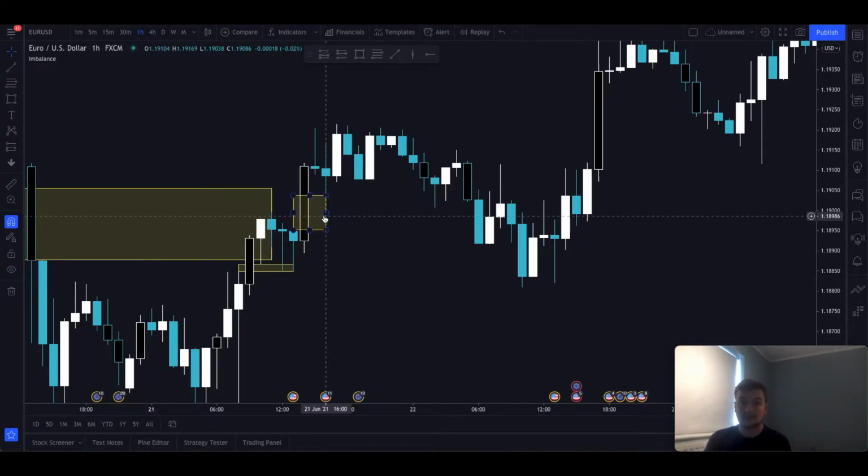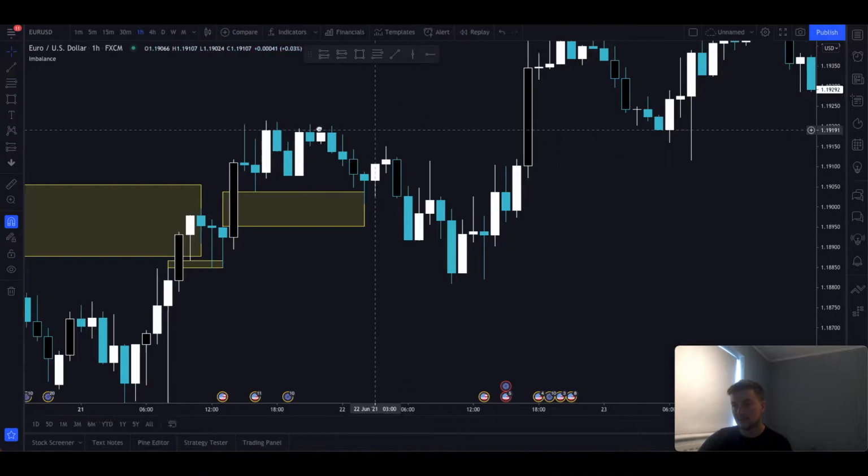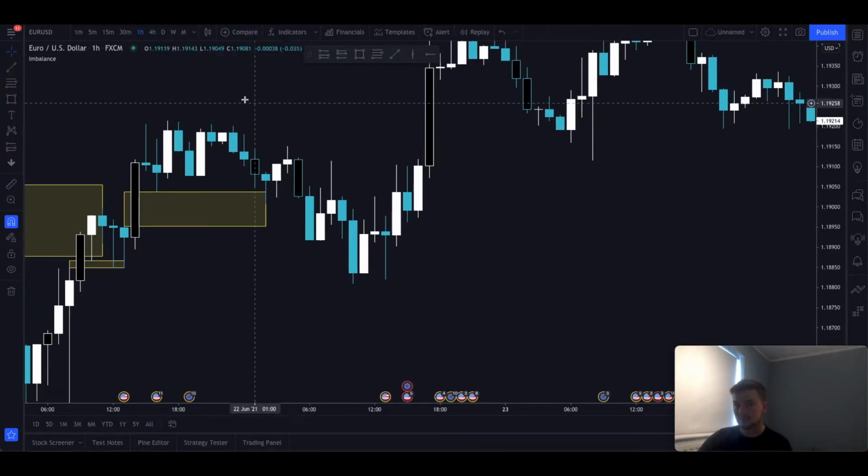Remember guys, this imbalance has to be left open for it to work. If it's not left open, it won't work because the money is already taken. You'll draw that out and then bang, price hits it, gives a small rejection, and then goes for it. That's fine. You only want the small rejection. That's all you need to be profitable in trade.